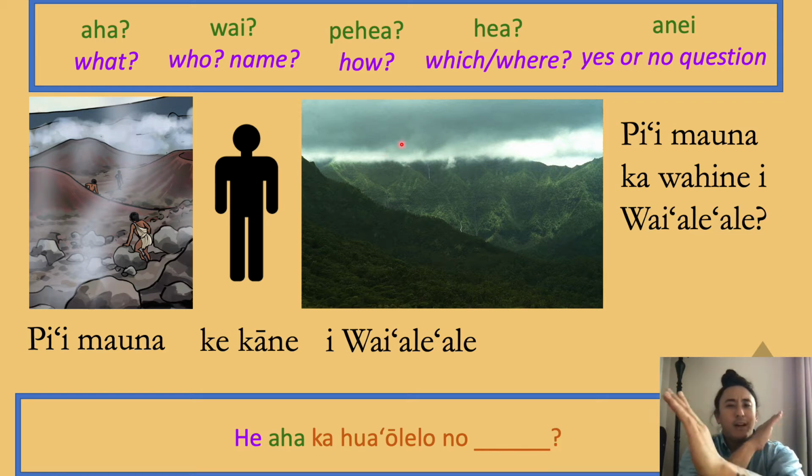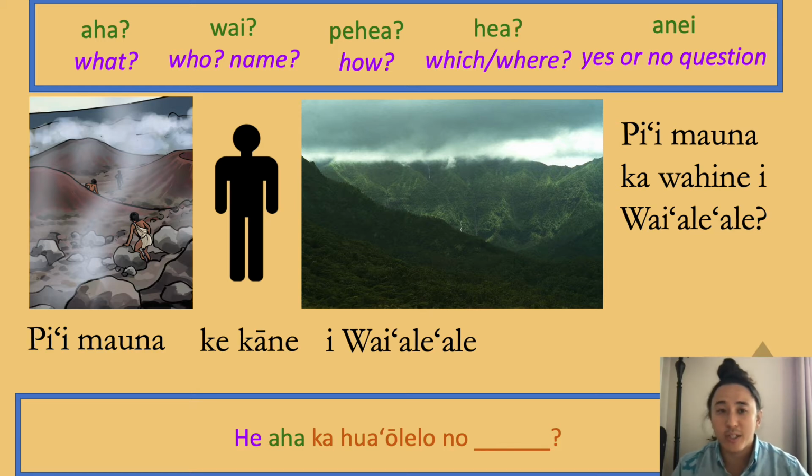A ole pi'i mauna ka wahine I wai ale ale. Pi'i mauna ke kane I wai ale ale. In English, this context is the man hikes at wai ale ale. Kind of, he hikes, that's his thing, he hikes at wai ale ale. Not really like a past, present, future kind of thing, but he normally hikes at wai ale ale. And then to cancel this sentence out, you just put a ole in front. A ole pi'i mauna ka wahine I wai ale ale. The woman doesn't hike at wai ale ale.